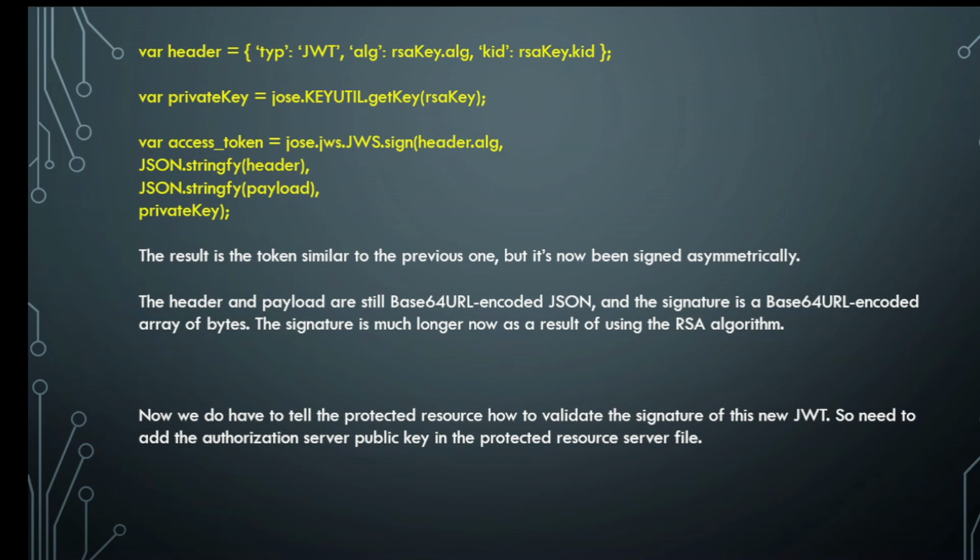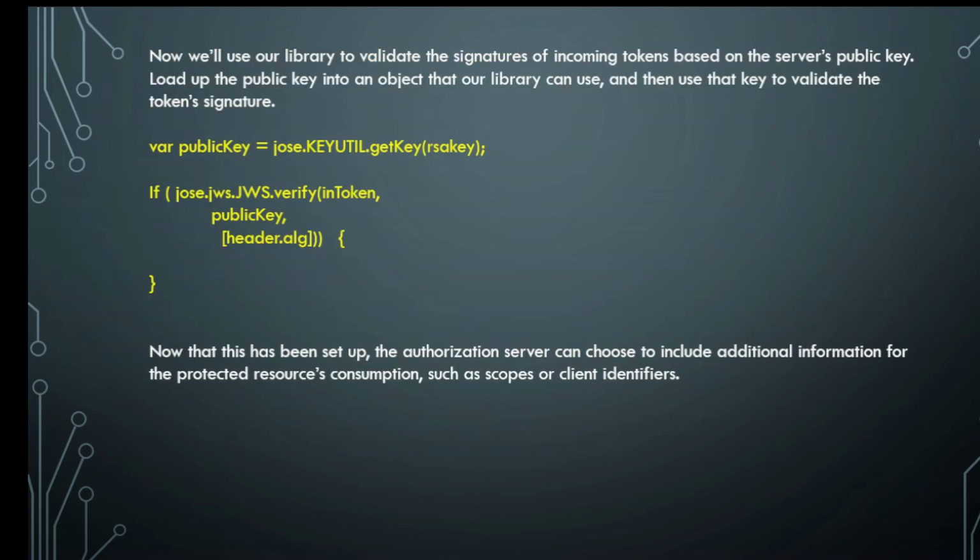that's the symmetric case. Now we do have to tell the protected resource how to validate the signature of this new JSON web token. So we need to add the authorization server public key in the protected resource server file. And then we'll use our library to validate the signature of incoming tokens based on the server's public key. Load up the public key into an object that our library can use and then use that key to validate the token signature. So public key equals jose.KeyUtil.getKey, and if jose.jws.JWS.verify(token, publicKey), in the backend you can define header.algorithm.